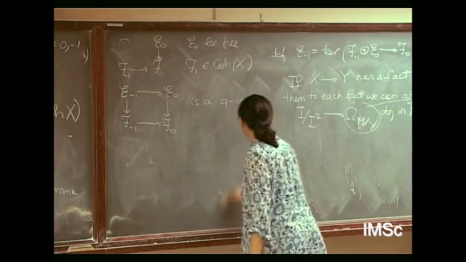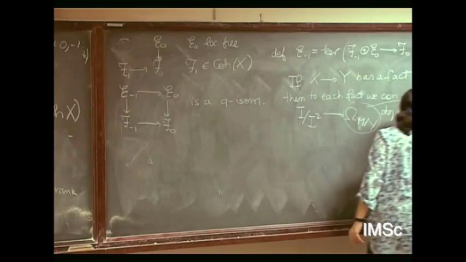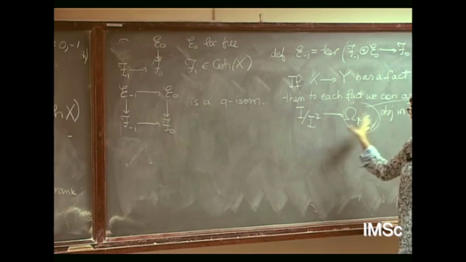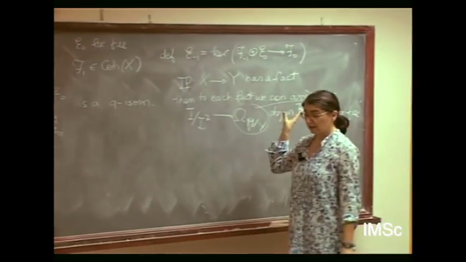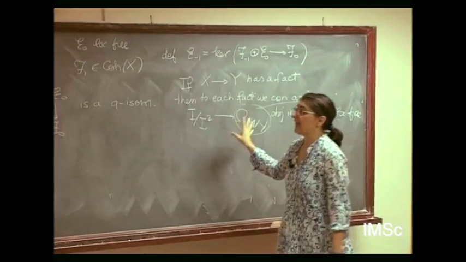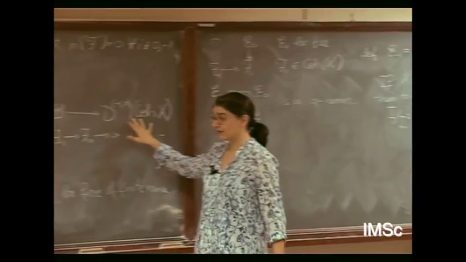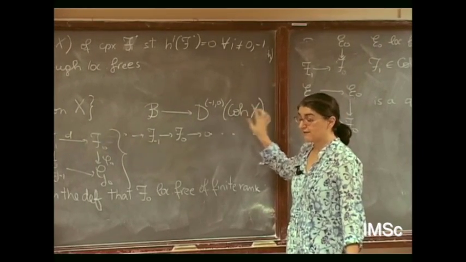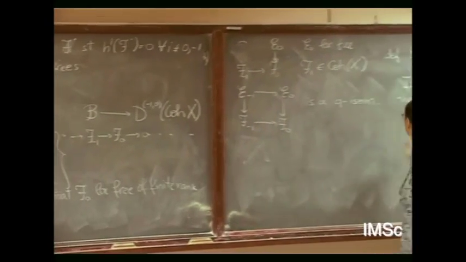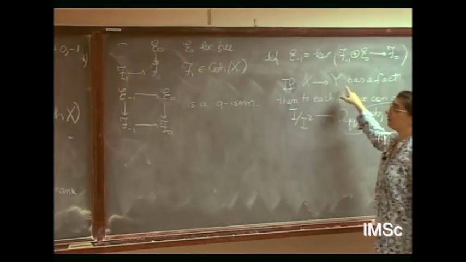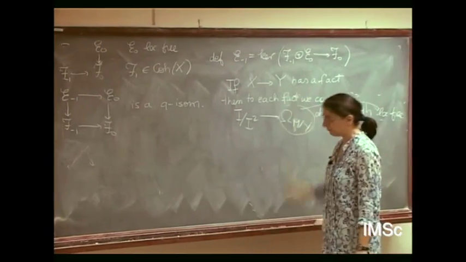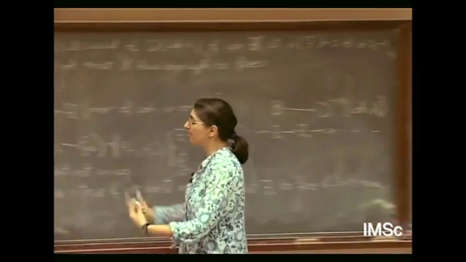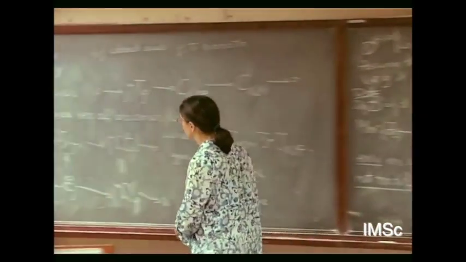So what are we going to do with it? So this is the natural object. This is the object which is defined. If you view this as an element in the derived category, then this object is well defined, does not depend on the choice of factorization. Okay, so now let's go back to what we wanted.